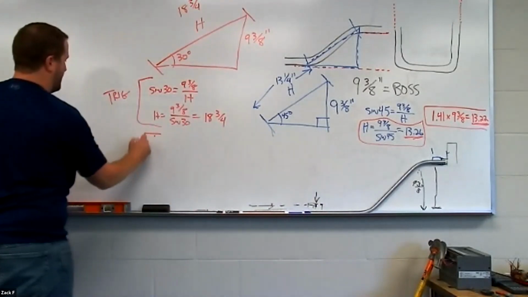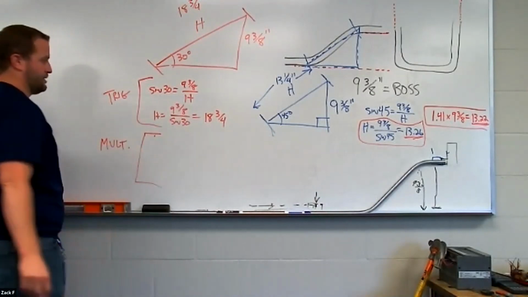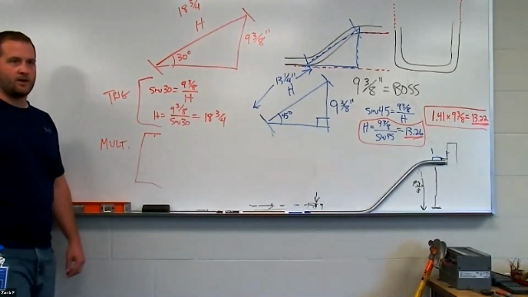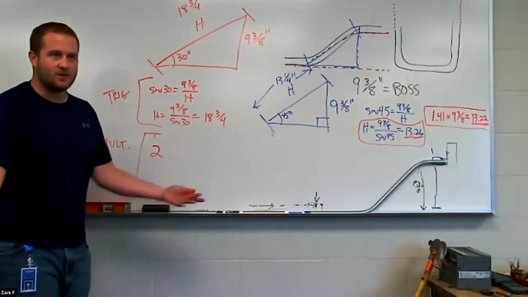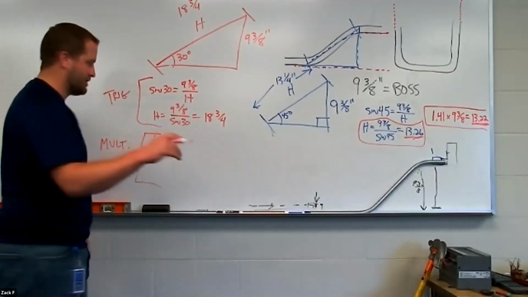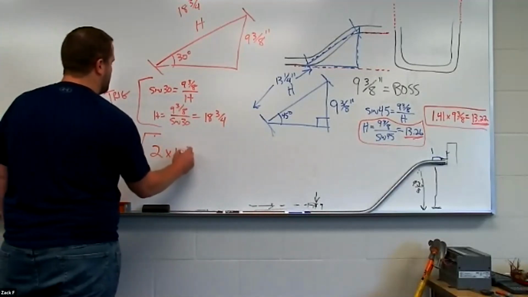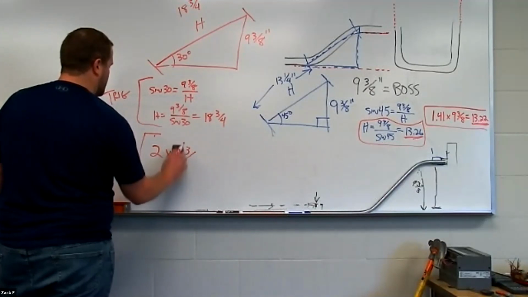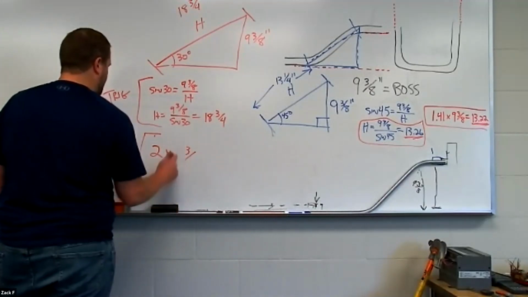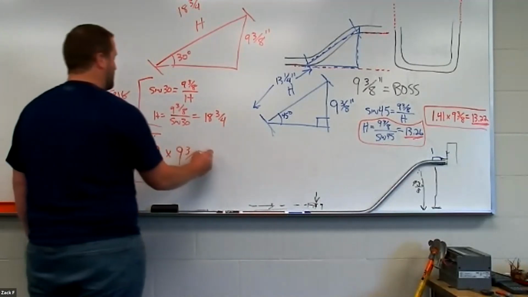So the multiplier version of the same thing is, what's the multiplier for 30-degree offsets? 2. And that's why it's easiest to use 30 degrees for everything, but you don't always have that luxury. So the multiplier is 2. So 2 times 9 3/8 equals 18 3/4.